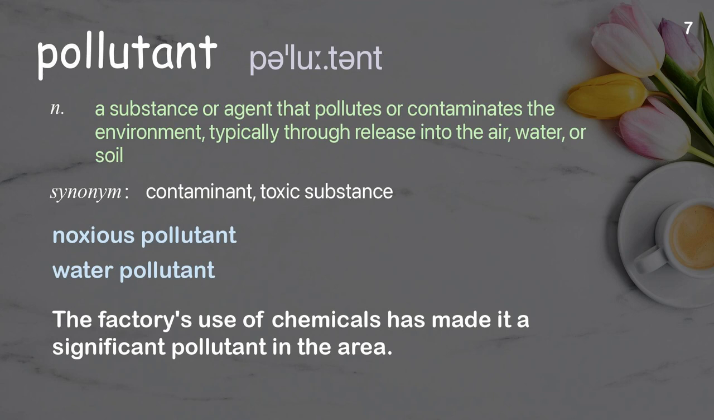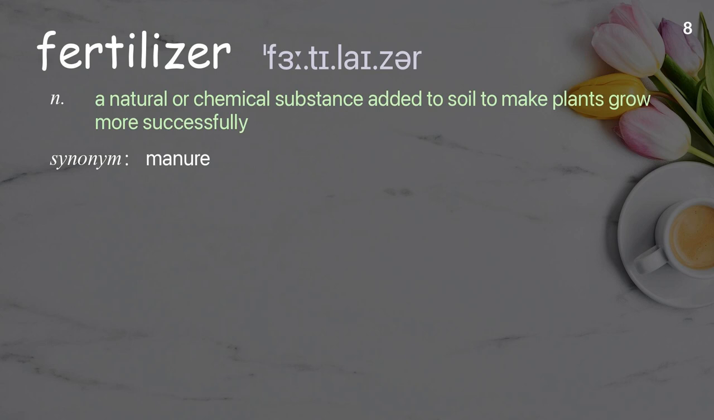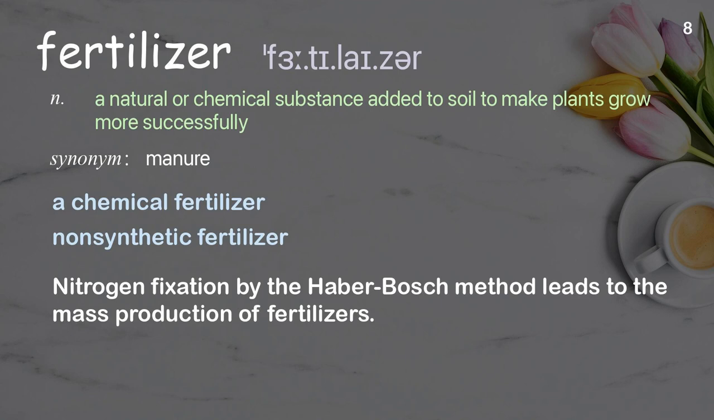Fertilizer. A natural or chemical substance added to soil to make plants grow more successfully. Examples: a chemical fertilizer, non-synthetic fertilizer. Nitrogen fixation by the Haber-Bosch method leads to the mass production of fertilizers.